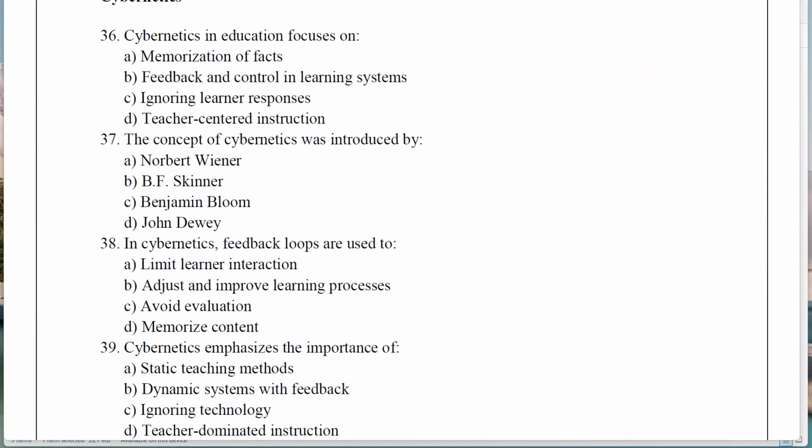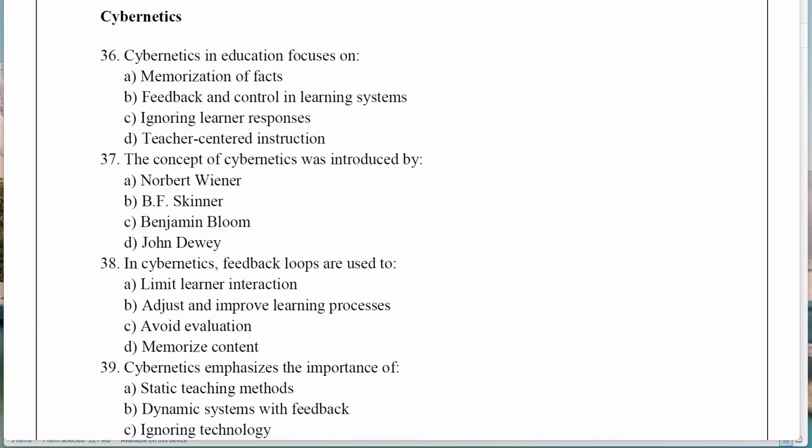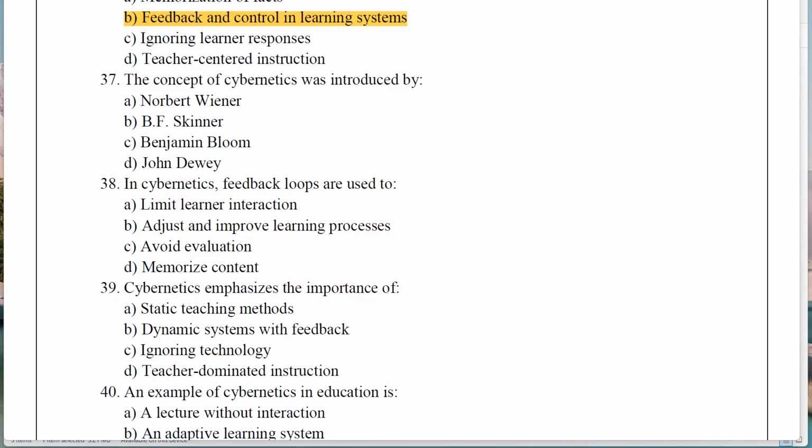Next topic, cybernetics. Cybernetics in education focuses on feedback and control in learning systems. The concept of cybernetics was introduced by Norbert Wiener.